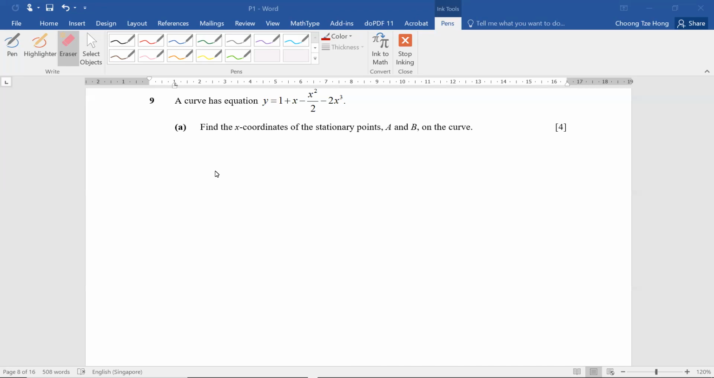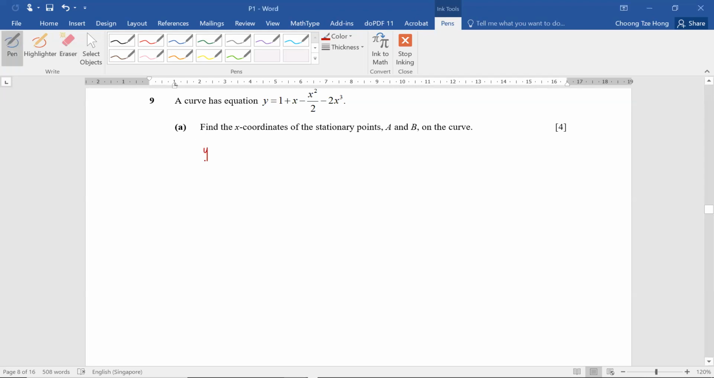So a curve has the equation y equals 1 plus x minus x squared over 2 minus 2x cubed. Find the x coordinates of the stationary points A and B on the curve. So we know very well that at the stationary points, the gradient of the curve will be equal to 0. This means that we need to find dy/dx for this particular curve, and then we will set dy/dx to 0. After that, when we solve the equation, we should be able to find the x coordinates, all right? So let's go ahead and do that.